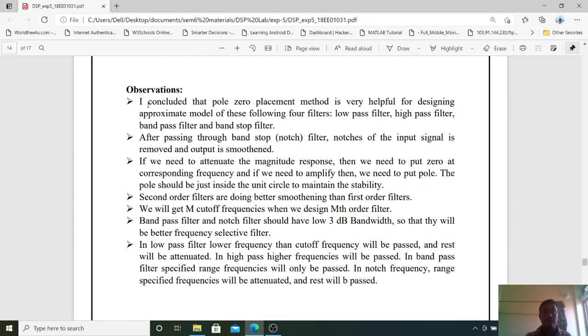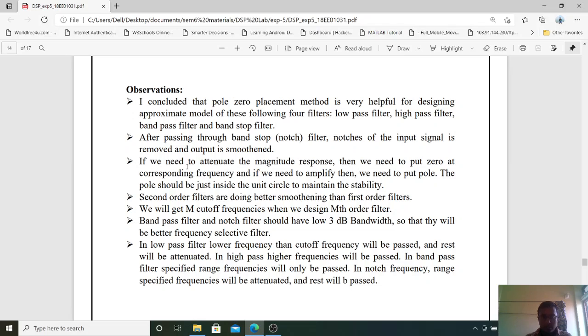After that, my final observations. I observed that the pole zero placement method is very helpful for designing approximate models of these four filters: low pass, high pass, band pass and band stop filter. And I also observed that after passing through the notch filter, all the notches of the input signal are removed, and the output is smoothened.